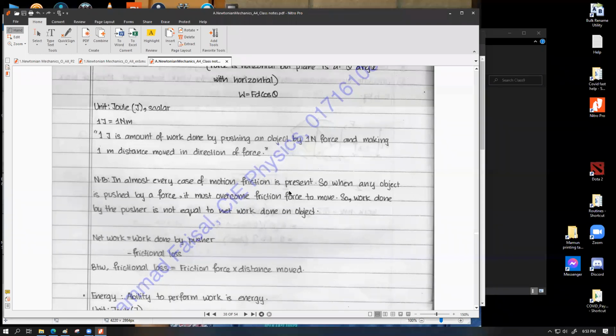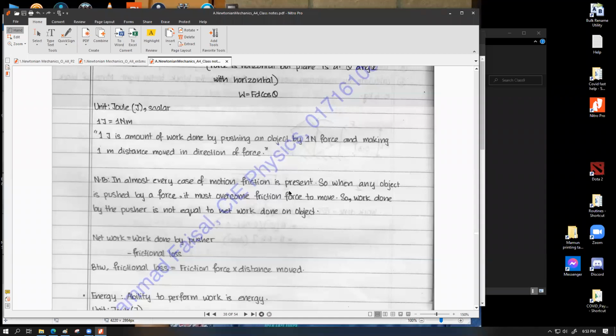Work done by the pusher, and pusher in this case means the entity which is causing the object to move. It doesn't have to be a person. It could be an engine, a rocket propulsion engine, a spring, or anything. The pusher in this case means the entity which is trying to move the object by applying some force. That's what this word means.